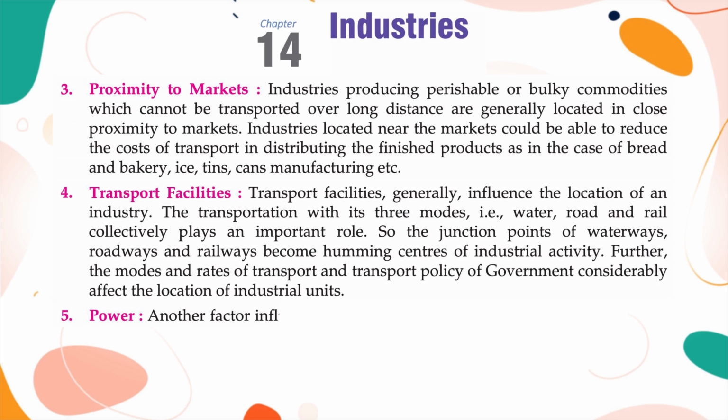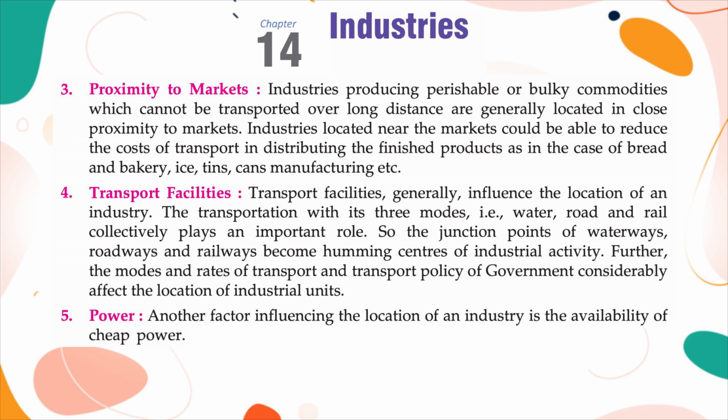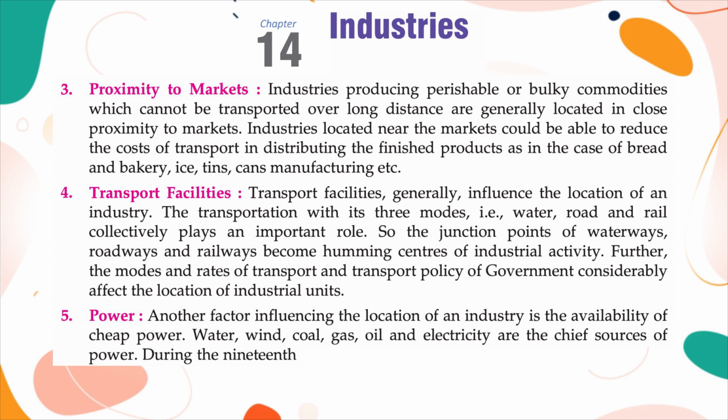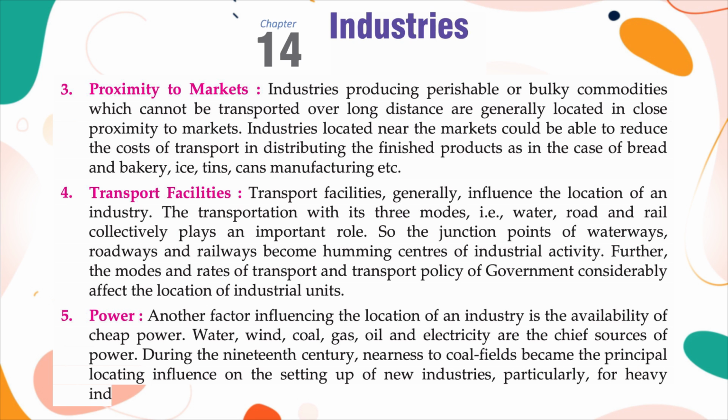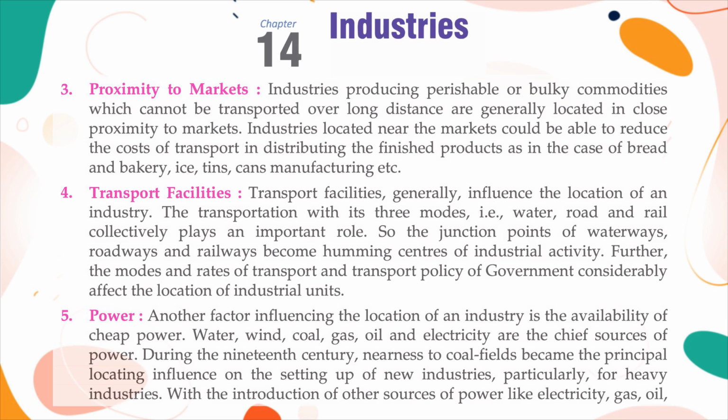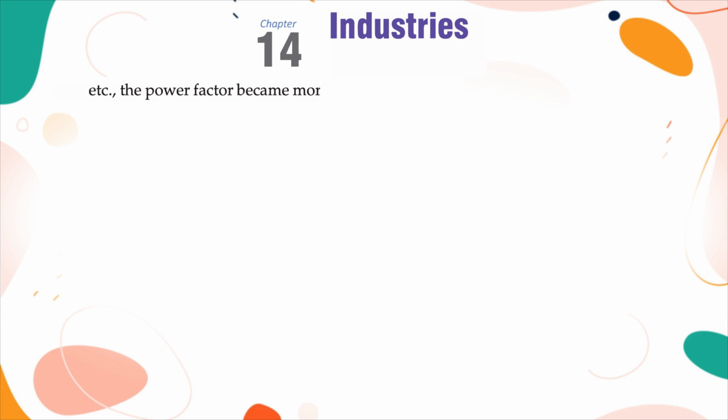Power. Another factor influencing the location of an industry is the availability of cheap power. Water, wind, coal, gas, oil, and electricity are the chief sources of power. During the 19th century, nearness to coal fields became the principal locating influence on the setting up of new industries, particularly for heavy industries. With the introduction of other sources of power like electricity, gas, oil, etc., the power factor became more flexible, leading to dispersal and decentralization of industries.